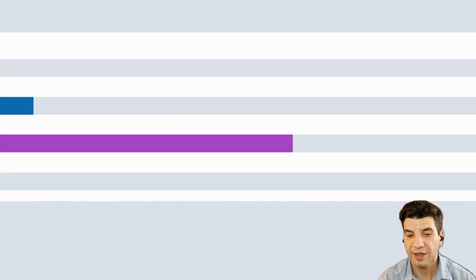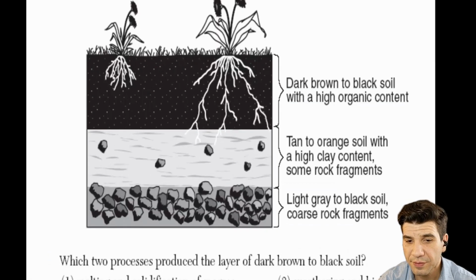All right, let's take a look at the answers. For the most part, you guys are right. Three, weathering and biological activity. So the weathering breaks down the rock, and the biological activity, the dying, decomposing plants and animals, creates that soil.